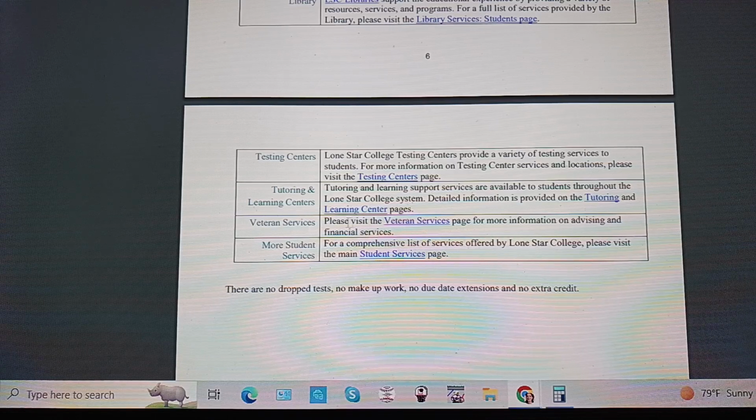Veteran services, I guess, is in the syllabus twice. And then here's more student services.